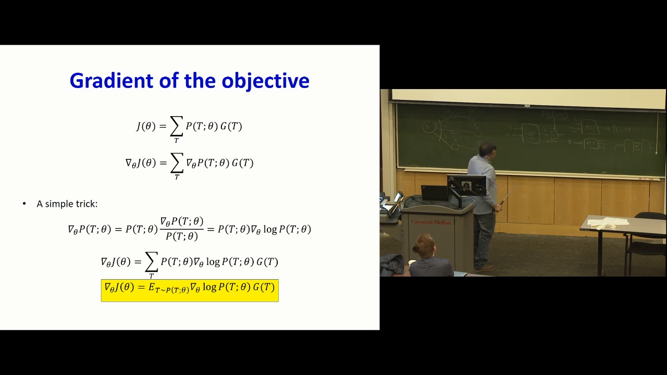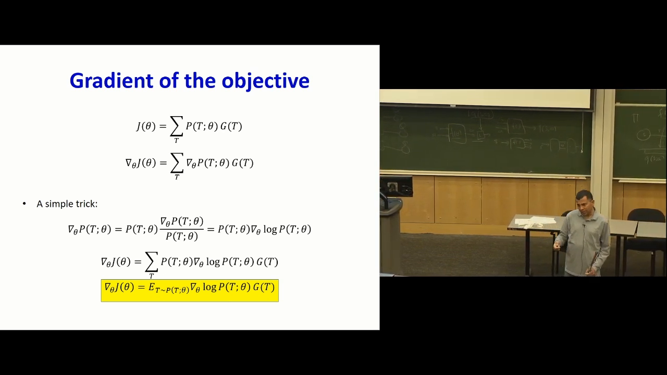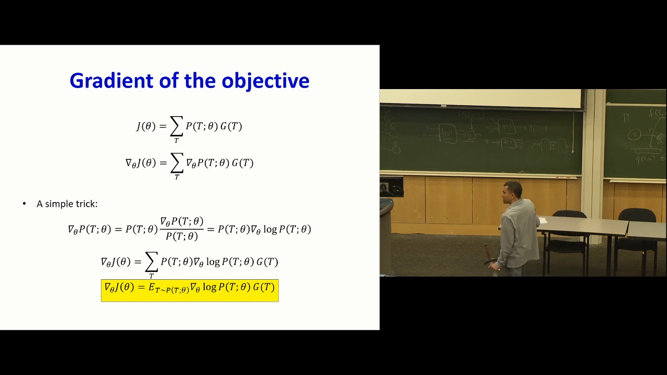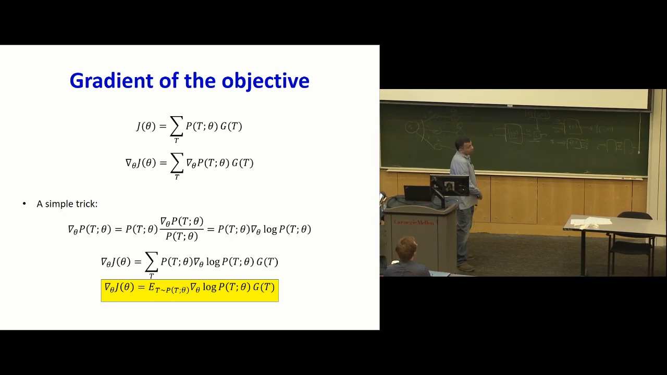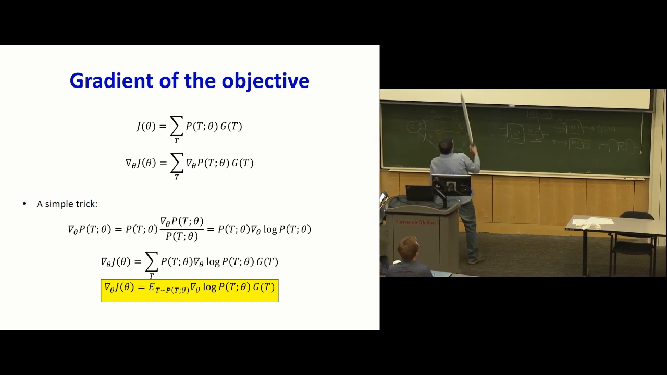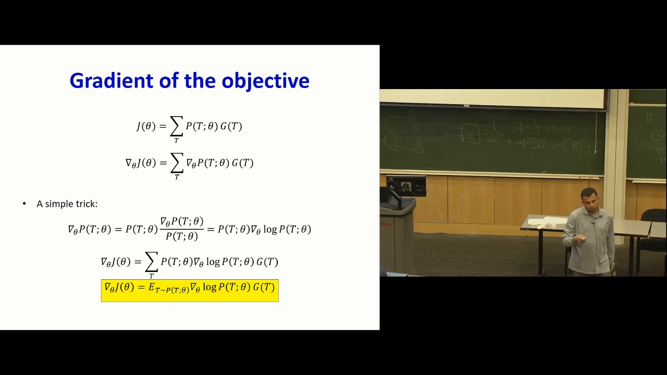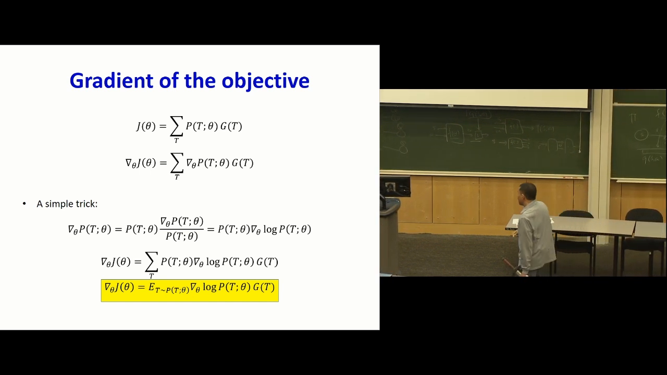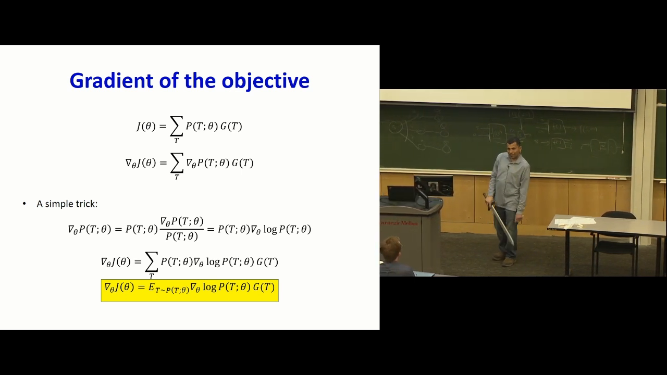When I take the derivative of J with respect to theta, only p is a function of theta, so it becomes the sum over all trajectories of the derivative of p with respect to theta times the return for that trajectory. But then here's a little trick that's often used in machine learning. If I take the derivative of p with respect to theta, I can multiply and divide by p. So the derivative of p with respect to theta is p times the derivative of p divided by p, right? But the derivative of p divided by p is simply the derivative of log p. So this simply becomes p times the derivative of log p.